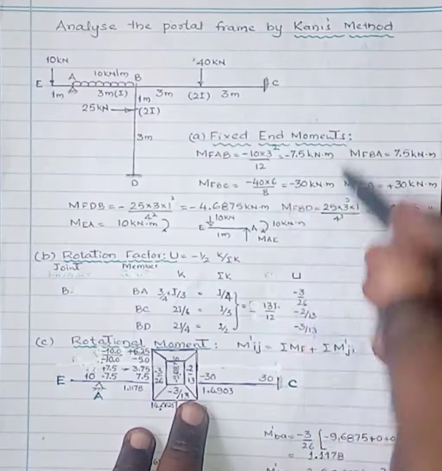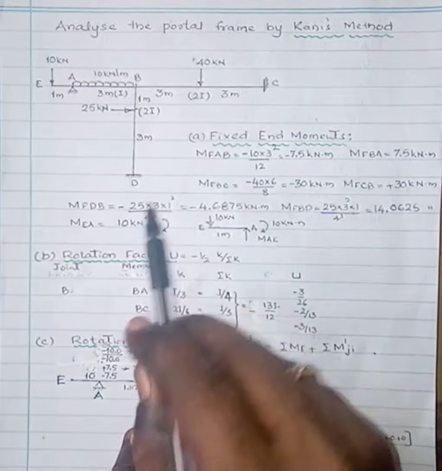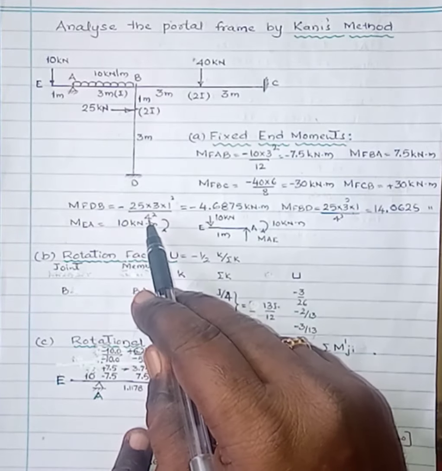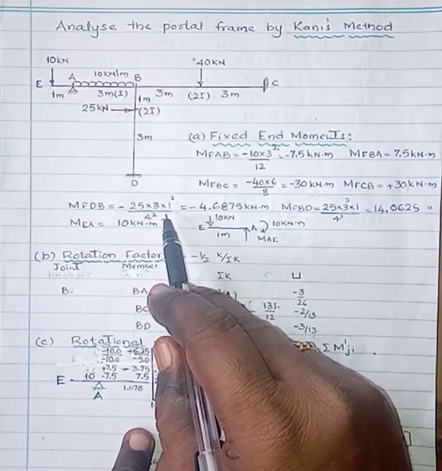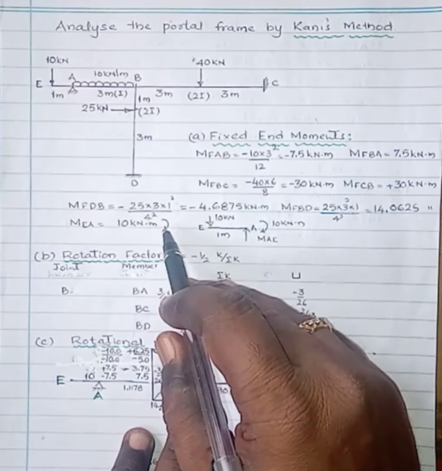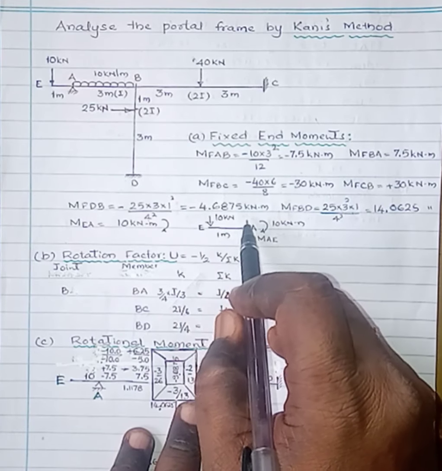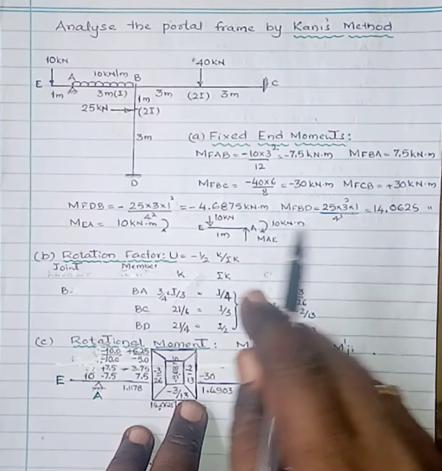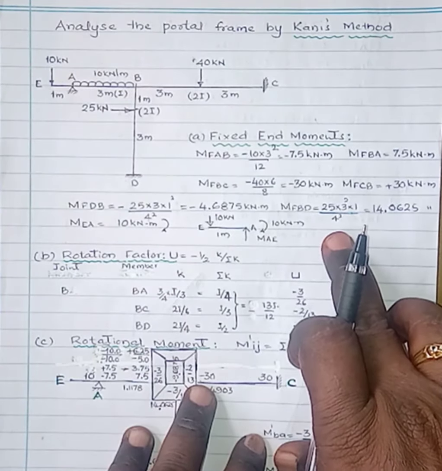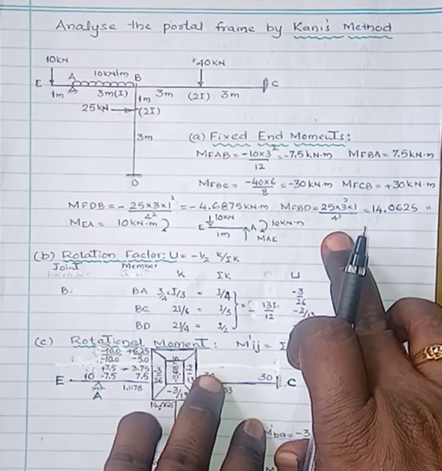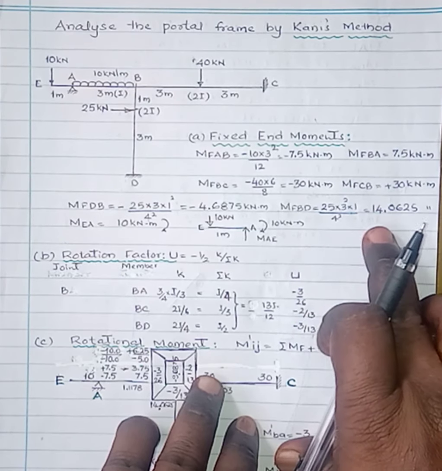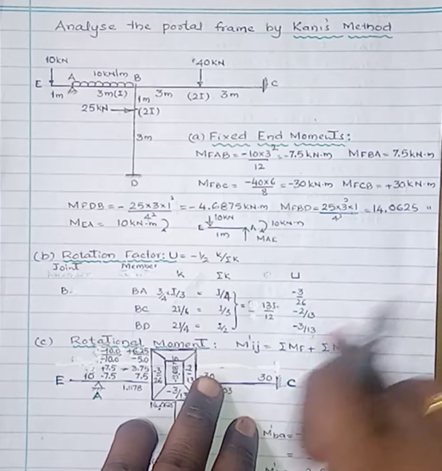MFDB, if you see from inside, opposite direction of the load, this end is anti-clockwise: WAB square by L square, that is 25 into 3 into 1 square divided by 4 square, that is minus 4.6875 kilonewton meter, anti-clockwise. Then from the other end, MFBD, that is clockwise: W A square B by L square, 25 into 3 square into 1 by 4 square, that is 14.0625.